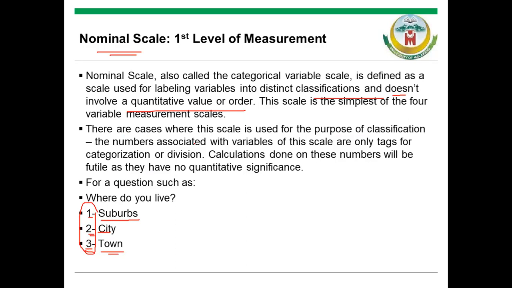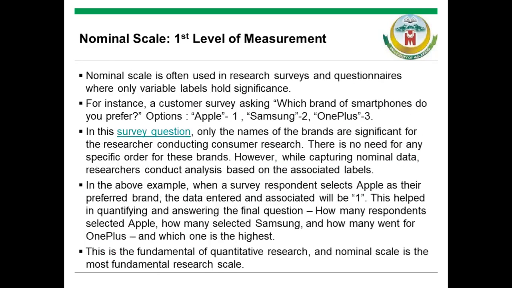Again, there are cases where this scale is used for the purpose of classification. The numbers associated with the variable of this scale are only tags for categorization or division. Calculations done on these numbers will be futile. So it means that we can't apply any quantitative operations. Okay, we can't apply any mathematical operations on these labels. So this is further explanation of this nominal scale.